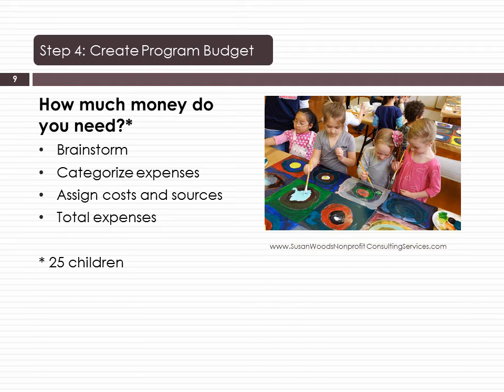After you brainstorm and write everything down, then you categorize the expenses in 3 categories: program services expenses, operating expenses, and personnel expenses. Once you have categorized the expenses, then you assign the cost and the sources of those costs. You can't just assign costs and not provide the source of where you attained that information for the cost. And then you total all of the expenses together, and that gives you your program budget.